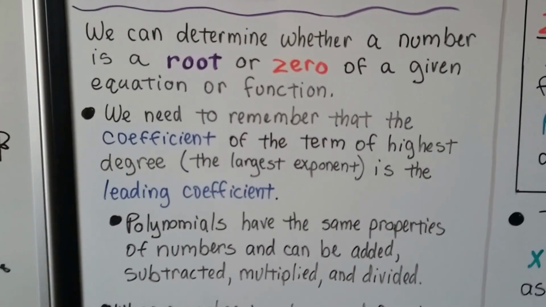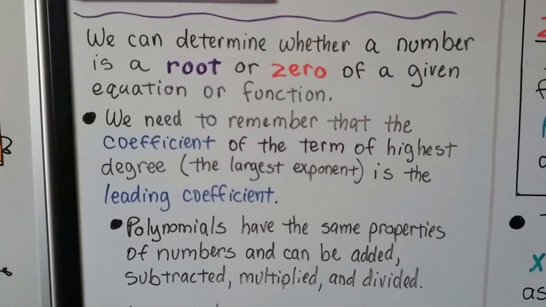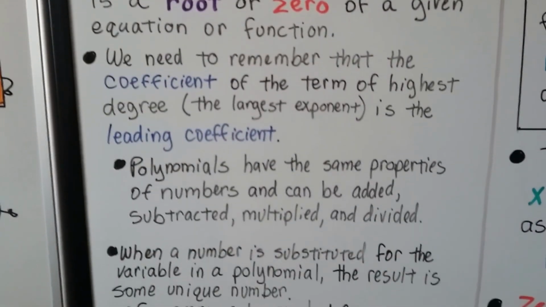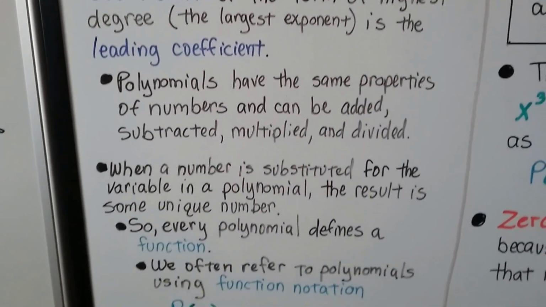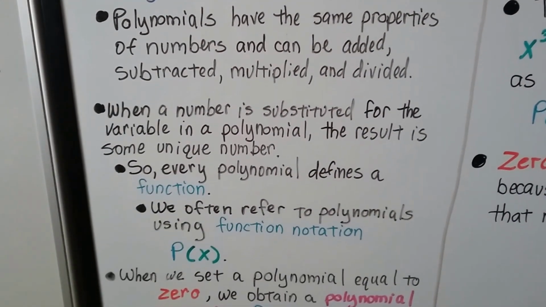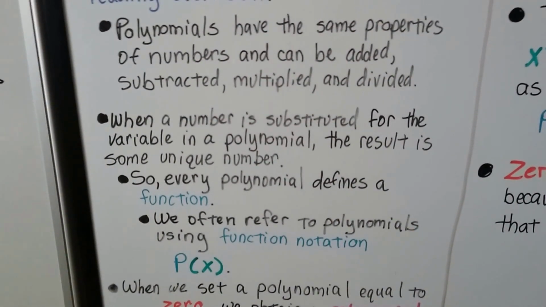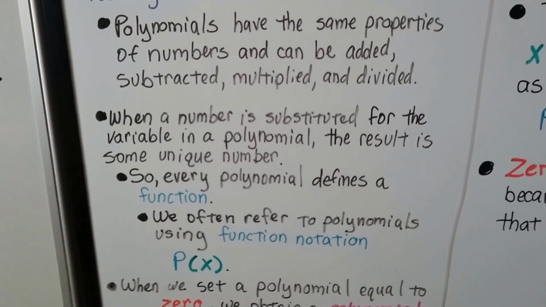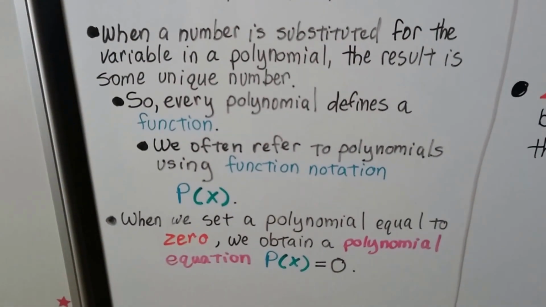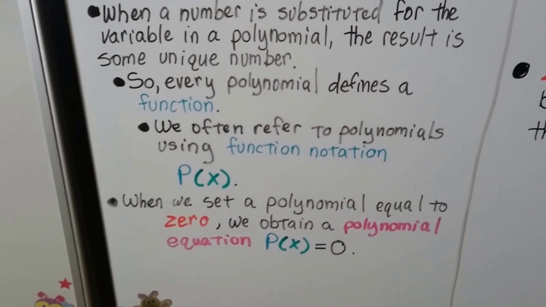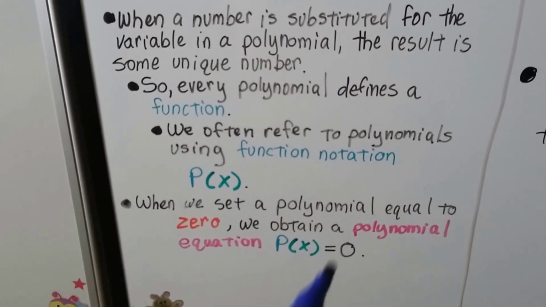We need to remember that the coefficient of the term of the highest degree, that largest exponent, is the leading coefficient, like that 8x to the fourth power. And polynomials have the same properties of numbers and can be added, subtracted, multiplied, and divided. Now, when a number is substituted for a variable in a polynomial, the result is some unique number. So every polynomial defines a function. We often refer to polynomials using function notation, p of x. When we set a polynomial equal to 0, we obtain a polynomial equation, p of x equals 0.